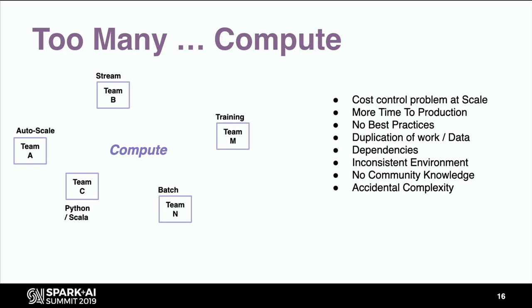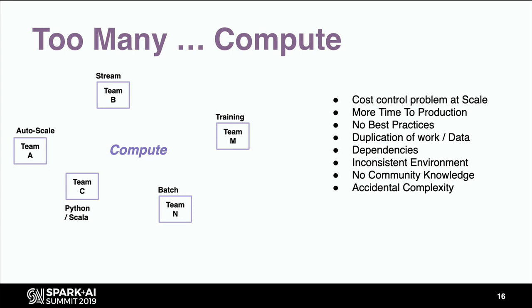But there are problems if you do it in a decentralized way. The biggest problem is cost control at scale. You can have an argument from another department based in another city that, as per their cost centers, their AWS cost is pretty good. But the big challenge is that a lot of the time the effort and the data are replicated, and this increases the cost. You also have more time to production because you have a lot of dependencies on each other.